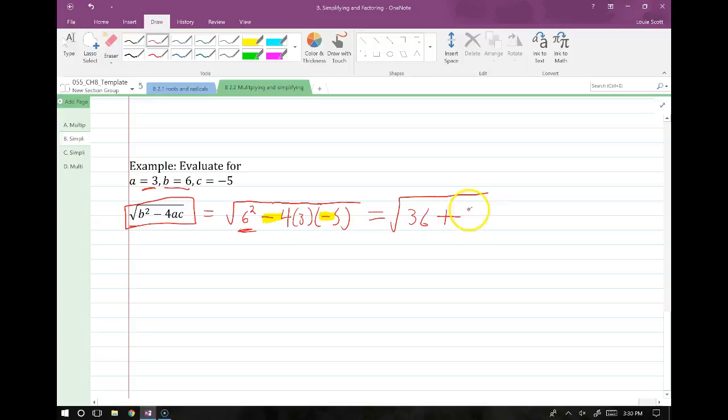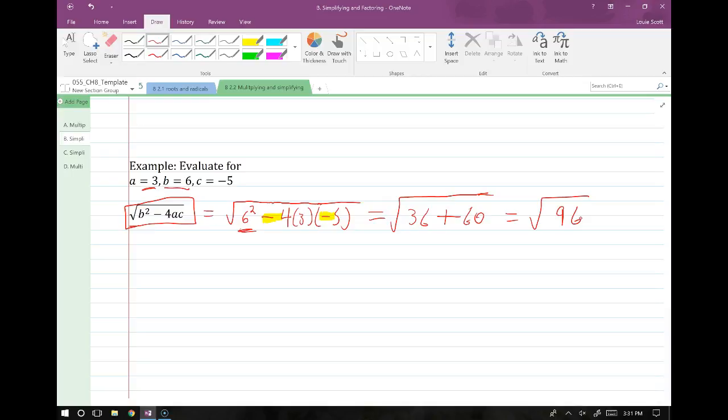And so that gives me the square root of 102. No, it's 96. You see how easy that was? I was adding 60 and 36 wrong. So that's the square root of 96.